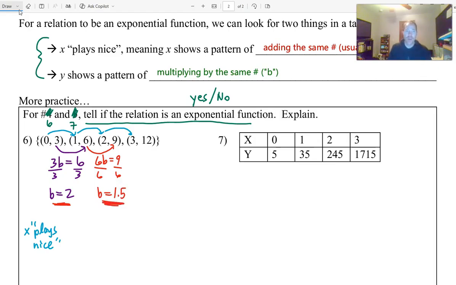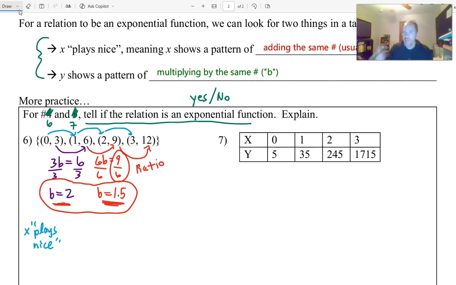So I can stop here. I don't have to keep going and say, well, wait a minute, what about from 9 to 12? I mean, I could check that. But already I have different b values. So there's not a common multiplier. By the way, it's called a ratio. I think I said I was going to mention that. It's called a ratio because a fraction is often known as a ratio. So if you're wondering why b is called a common ratio.